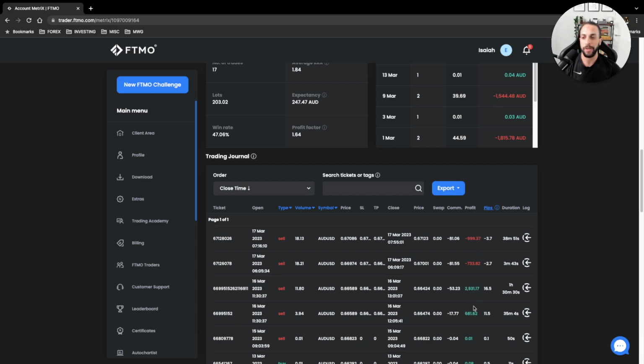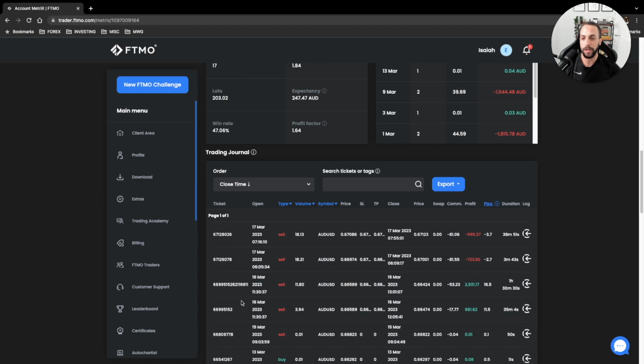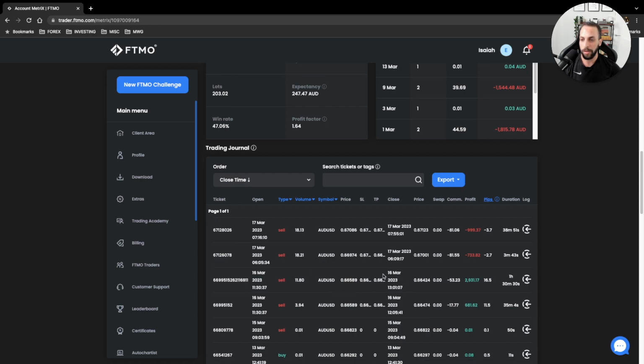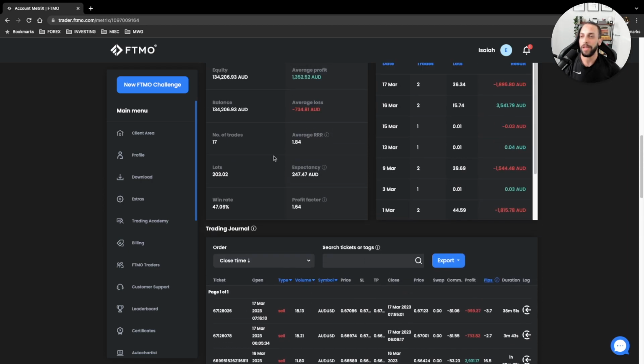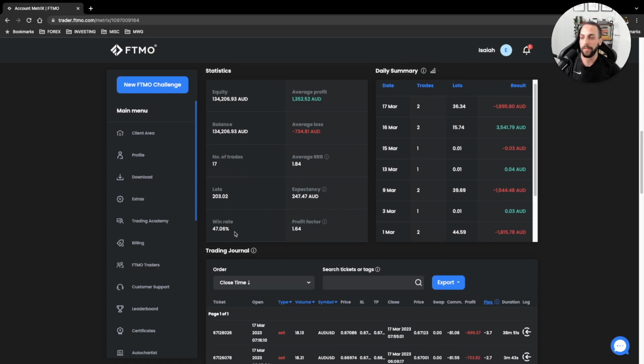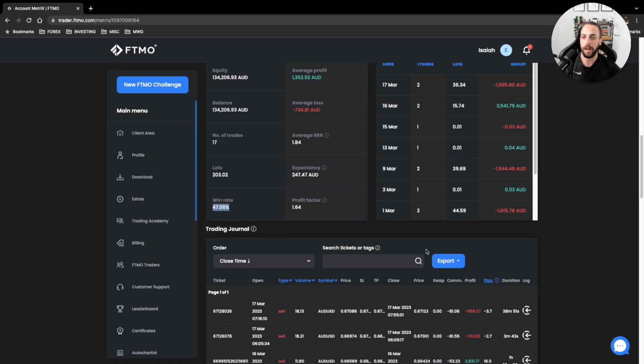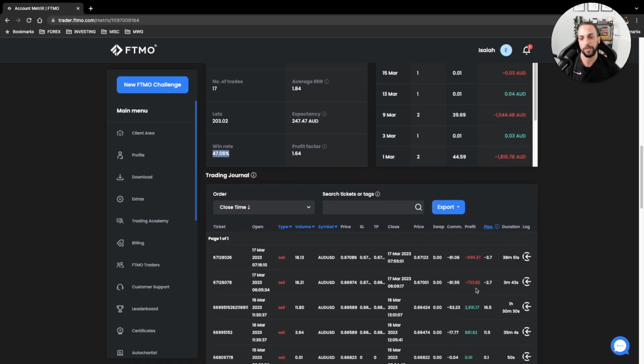This trade here is the one that we just reviewed. So this one here was that sell that we took on the 16th of March. And if we look here as well, the number of trades, the lots, you can see everything here. The win rate was 47%. So it's not 100% accurate in the sense because there are partials being taken.